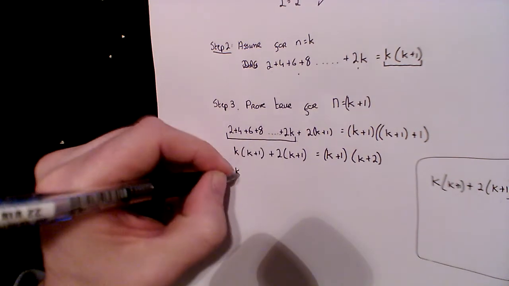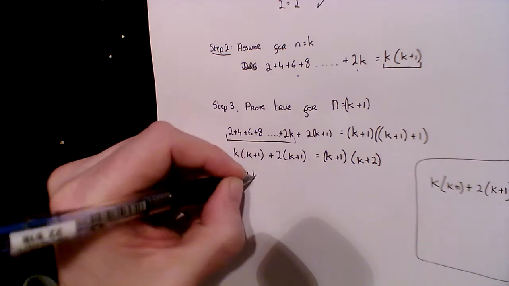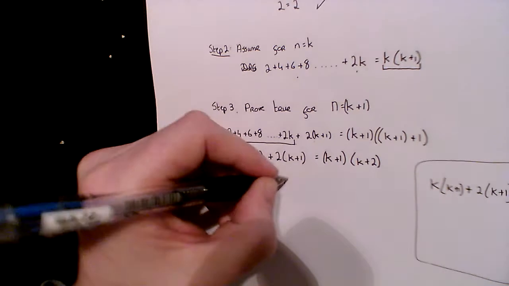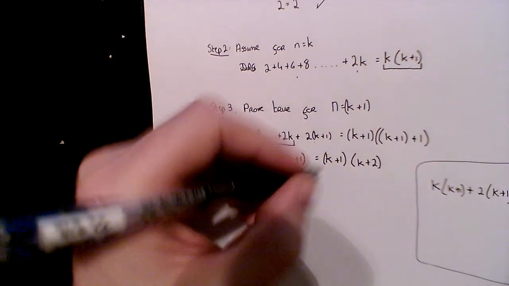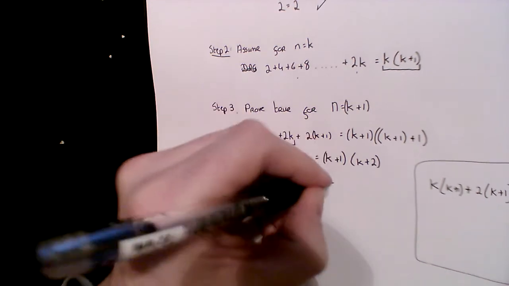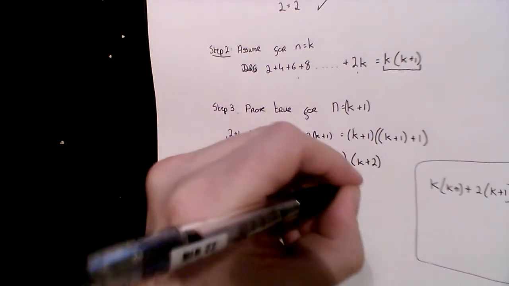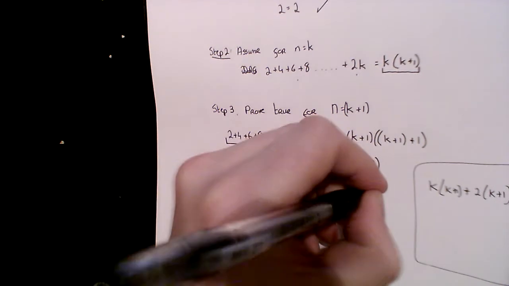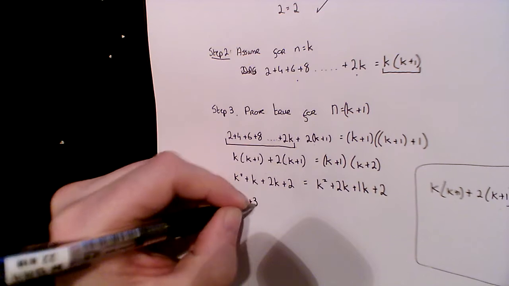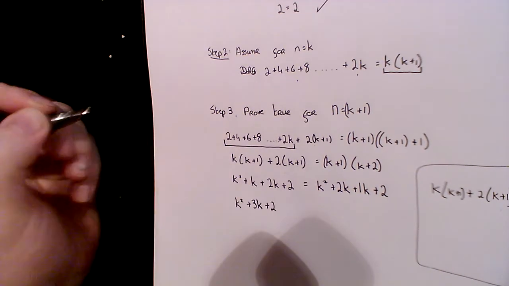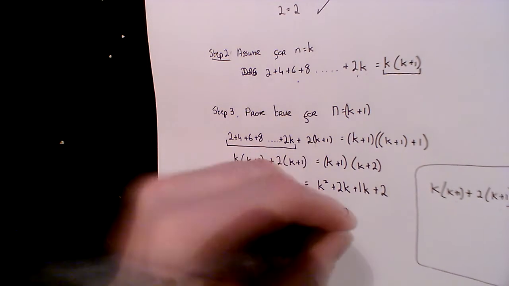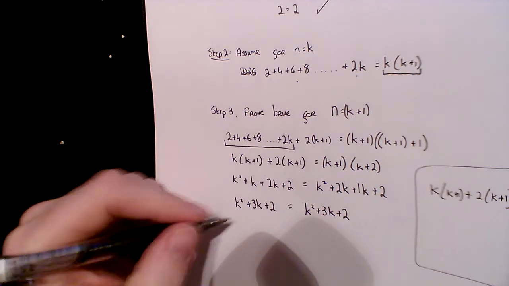So k by k is k squared, k by 1 is k, plus 2 by k is 2k, plus 2 by 1 is 2. And over this side, multiply these two out, so it's k by k is k squared, and k by 2 is 2k, and 1 by k is 1k, and 1 by 2 is 2. And we just simplify it, so we have k squared plus 3k plus 2 on this side, and over here we have k squared plus 3k plus 2. So they're the same.